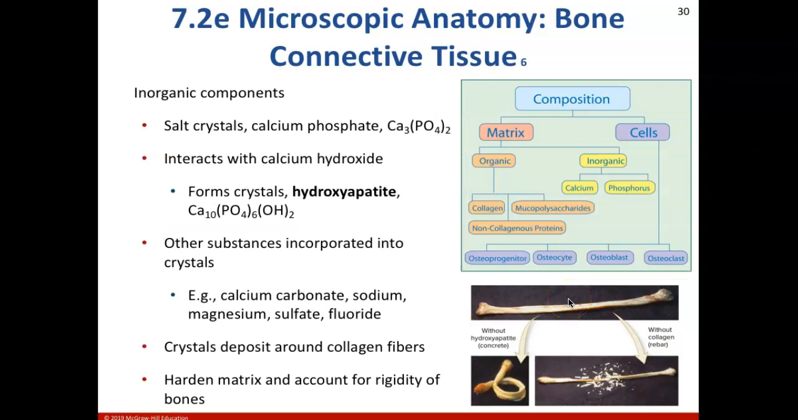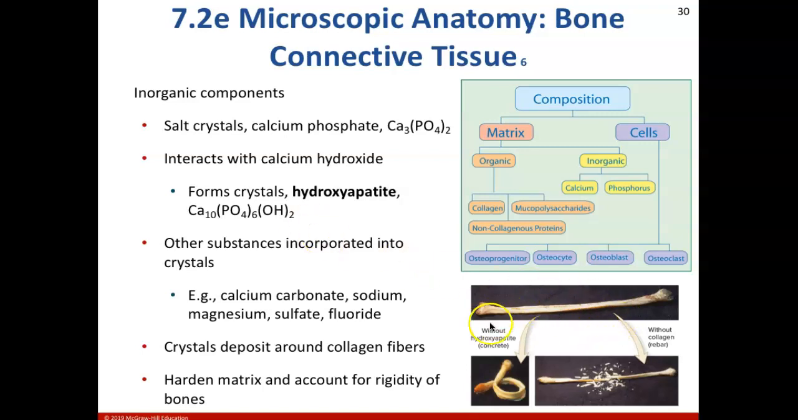Now our inorganic components will consist of salt crystals and calcium phosphate. It's going to interact with calcium hydroxide, and by doing that, we form crystals called hydroxyapatite. Other substances that are incorporated into the crystals are calcium carbonate, sodium, magnesium, sulfate, and fluoride, and the crystals deposit around the collagen fibers, and it hardens the matrix and accounts for the rigidity of the bone.